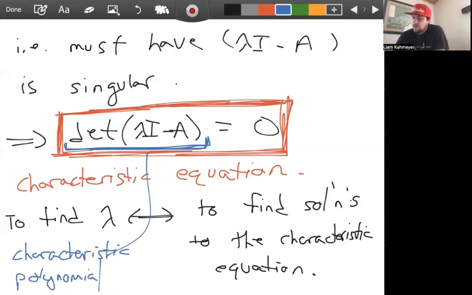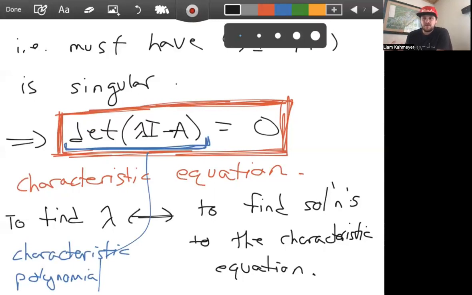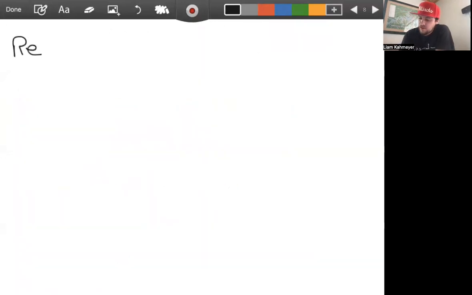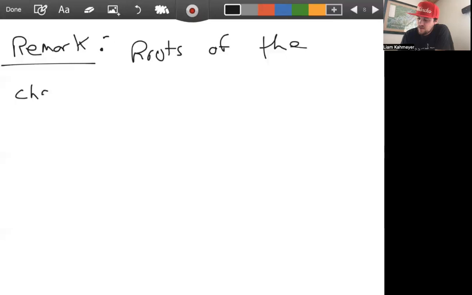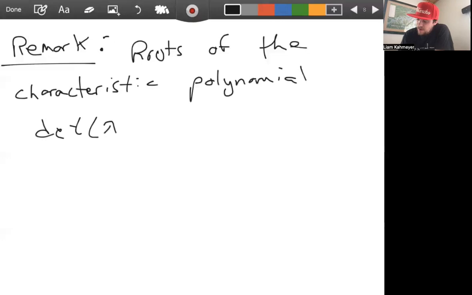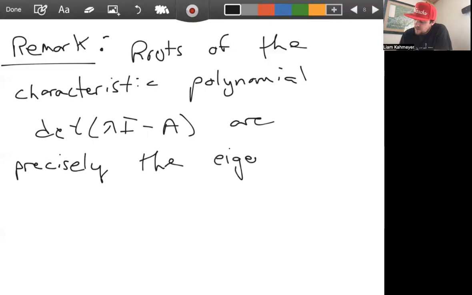So you may also understand the eigenvalues of a matrix as being the roots of the characteristic polynomial. So we could also say, here's a remark, the roots of the characteristic polynomial, that is, of lambda I minus A, are precisely the eigenvalues of A. Okay, the roots are going to be, right?